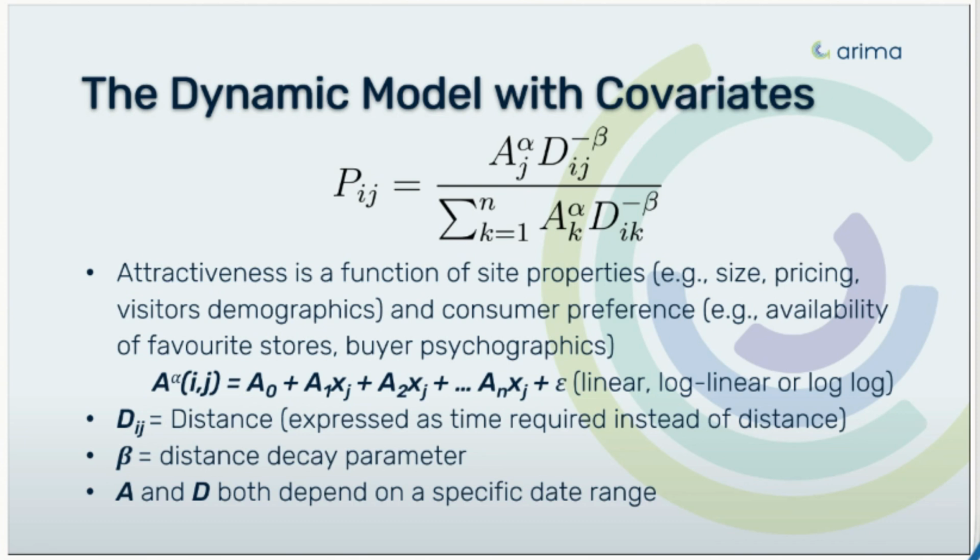Distance, same thing. Back then, it was a straight line distance. Now we're expressing distance as the amount of time required to travel from point A to point B. And again, I'll discuss how that's being calculated in a second. Lastly, the distance decay parameter stays the same. And finally, A and D both depend on a specific time period. So you can run this model on a weekly, monthly, quarterly, or annual basis, whatever makes sense for your business. But the point is, some of these parameters and covariates should change over time because of seasonality.